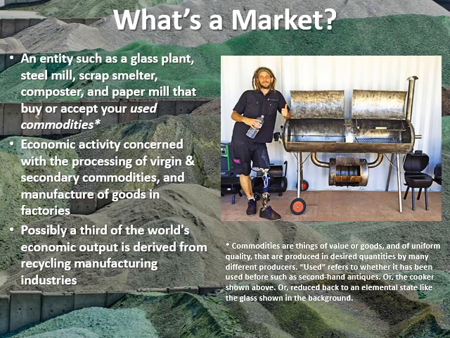So economic activity concerned with the processing of both virgin and secondary commodities and manufactured goods in factories, that's kind of what we're really talking about. And of course, virgin refers to materials that are raw, drawn from the ground, from trees, the air, the water, while secondary commodities are those that have been previously used. And possibly a third of the world's economic output is derived from recycling manufacturing industries.